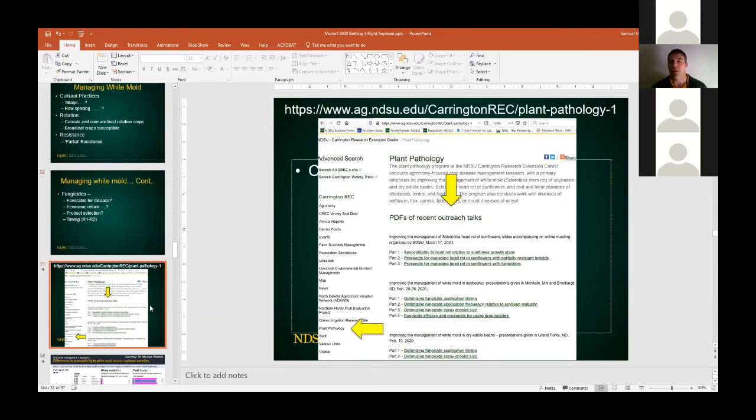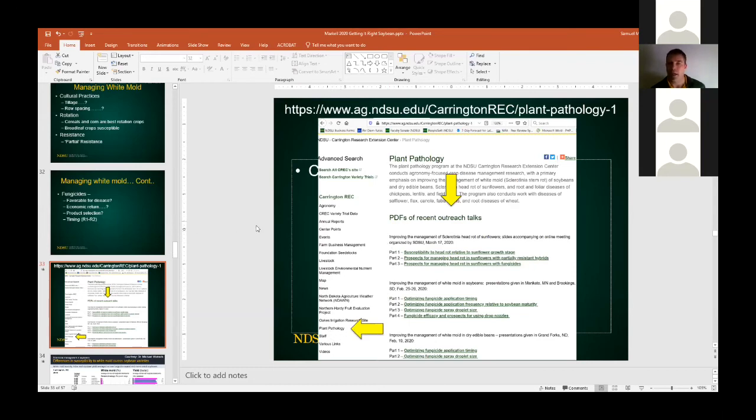Okay, so the first is that we're going to go to the Carrington Research Extension Center plant pathology page. So Dr. Michael Bunch is the plant pathologist at Carrington. He is an excellent white mold researcher. And so you can get to this by clicking into that website, or just Google the Carrington REC. And then this arrow down here shows you the plant pathology tab. Just click on that and this is what you get.